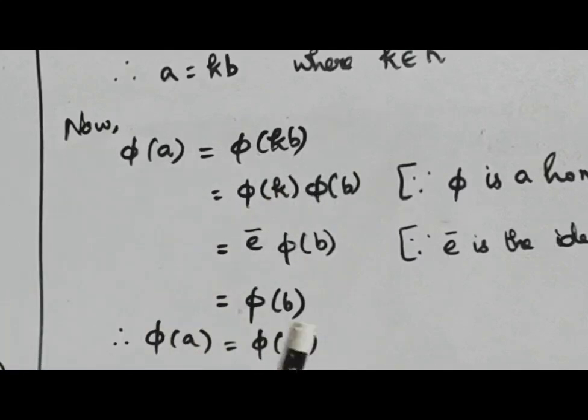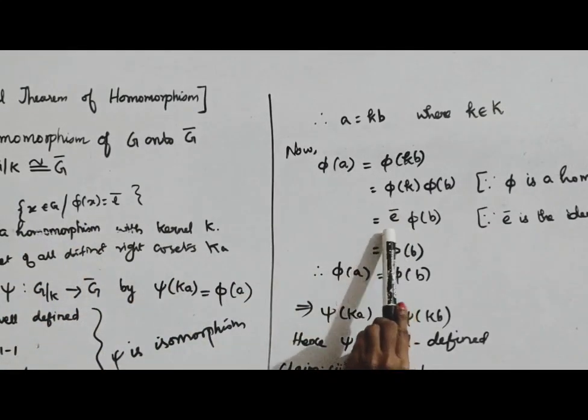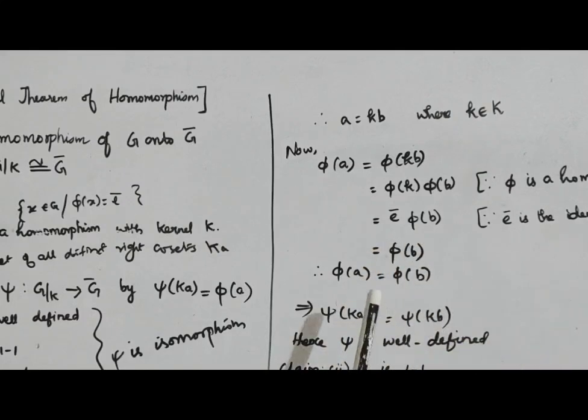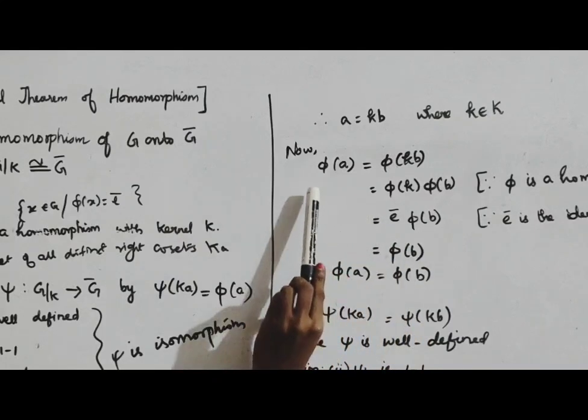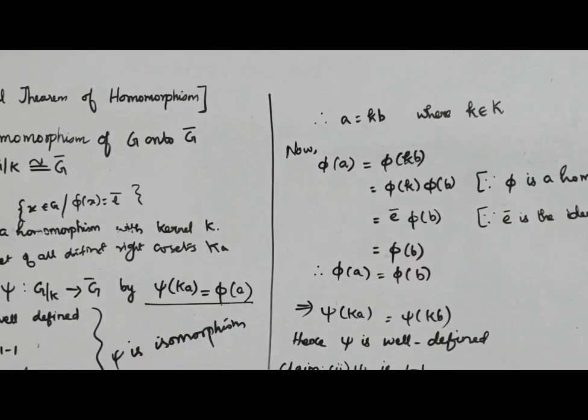Since phi is a homomorphism, this can be written as phi of k into phi of b. The elements in K are defined as phi of x is equal to E bar, right? Therefore, phi of k is equal to E bar, where E bar is the identity element of G bar. Therefore, E bar into phi of b is equal to phi of b. Therefore, phi of a is equal to phi of b. Already we defined the mapping, psi of Ka is equal to phi of a. Therefore, phi of a can be written as psi of Ka, and phi of b can be written as psi of Kb. Therefore, psi is well defined, since we took Ka equal to Kb and proved that psi of Ka is equal to psi of Kb.